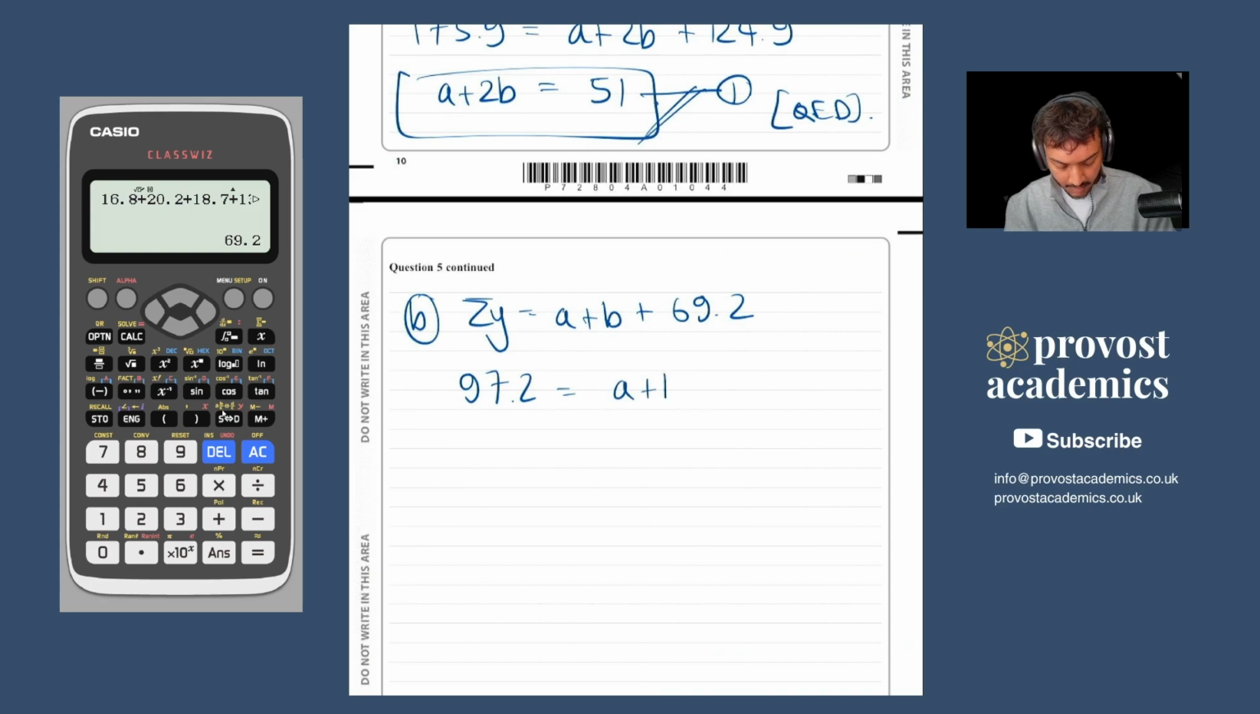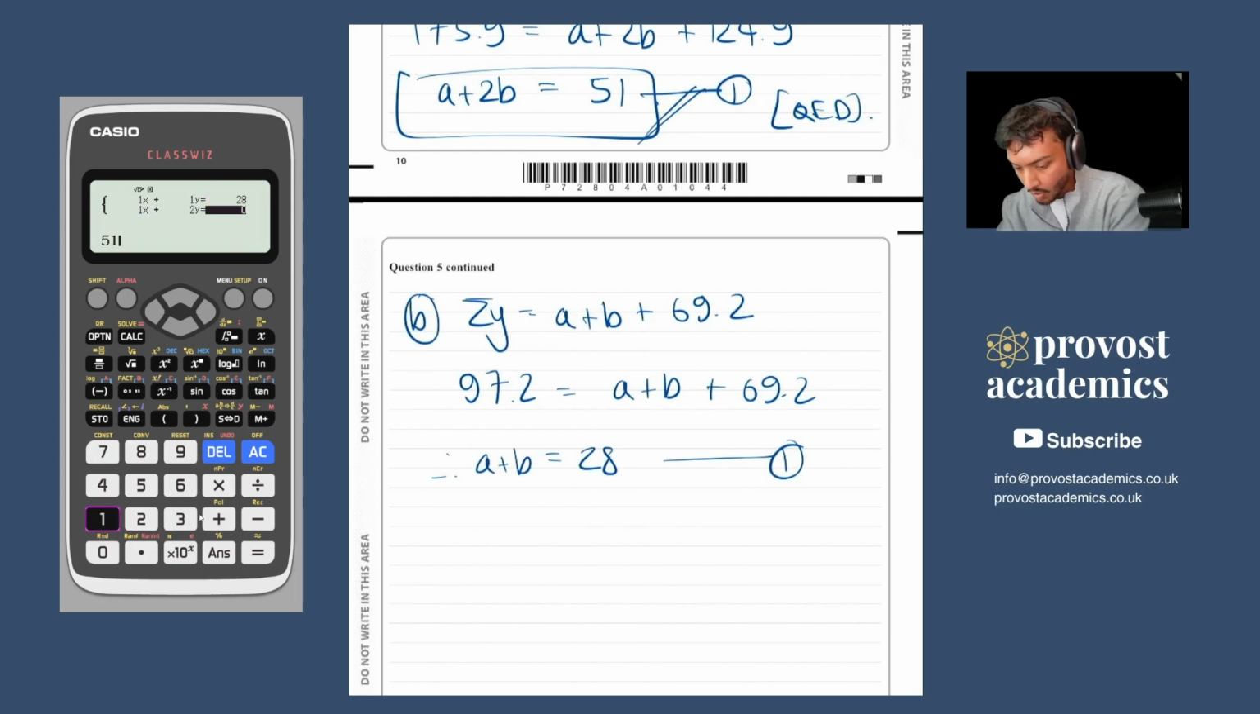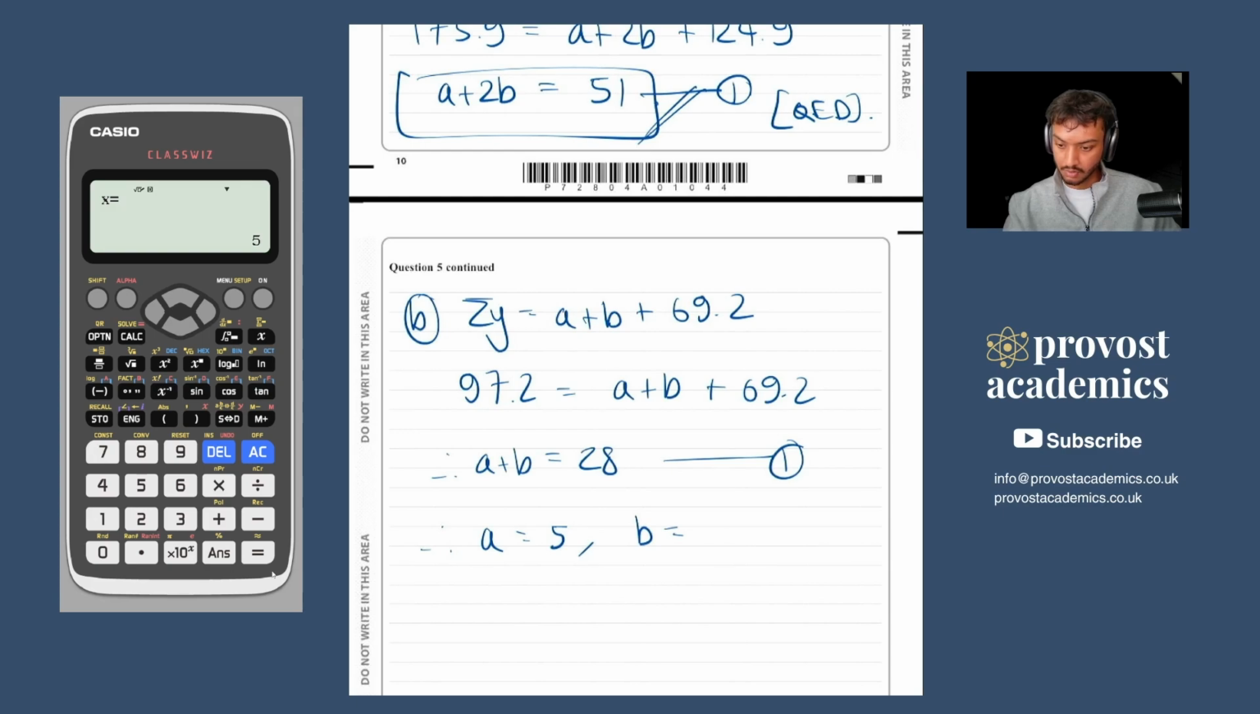97.2 equals a plus b plus 69.2. So therefore a plus b is equal to 97.2 take away the answer, which gives you 28. Oh, that's a nice equation. I guess there are so many ways you could solve it. Me being an engineer, I'm kind of lazy, so I'm just going to use my simultaneous equation function. So I'm looking at 1, 1, 28, and 1, 2, and 51. So therefore a is equal to 5 and b is equal to 23, and that's my final answer, and that should be equation 2.